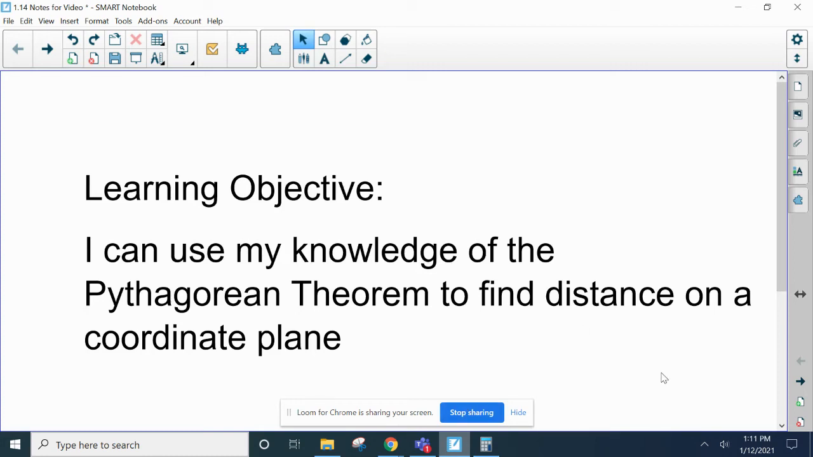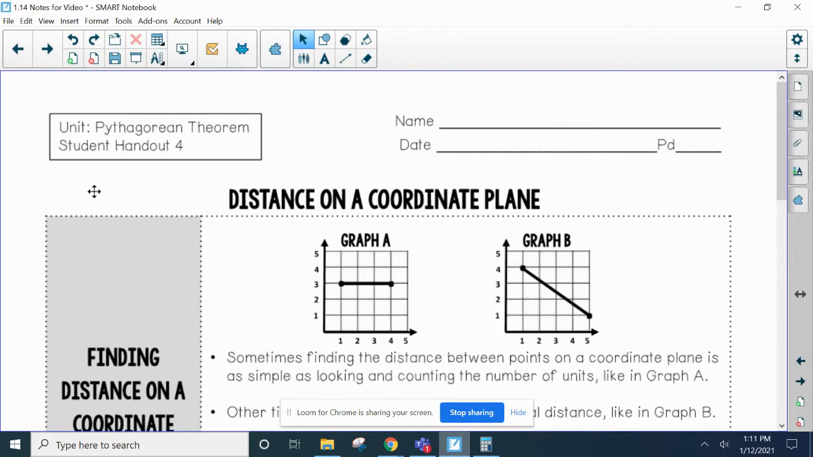All right, so today our objective is that you should be able to use your knowledge of the Pythagorean theorem to find the distance on a coordinate plane. So these notes are on Schoology if you don't already have them. Sometimes finding the distance on a coordinate plane is as simple as looking and counting the number of units.